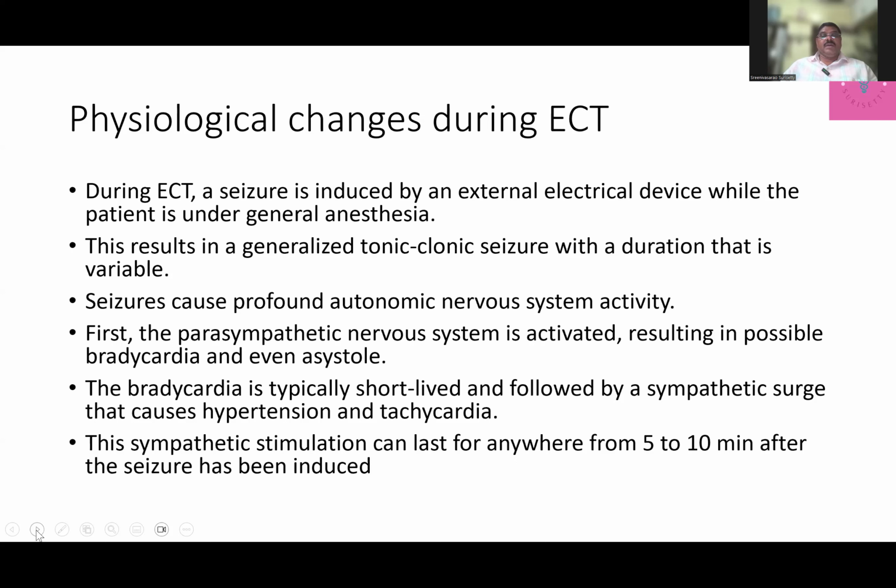In this profound autonomic activity, first the parasympathetic nervous system is activated. That results in possible bradycardia, even sometimes asystole. But the bradycardia is typically short-lived and followed by the sympathetic surge that causes hypertension and tachycardia. The sympathetic stimulation can last anywhere from 5 to 10 minutes after the seizure has been induced. The parasympathetic system will be activated, but it is short-lived, while the sympathetic system will be long-lived. So more problems occur due to the activation of the sympathetic system during ECT.